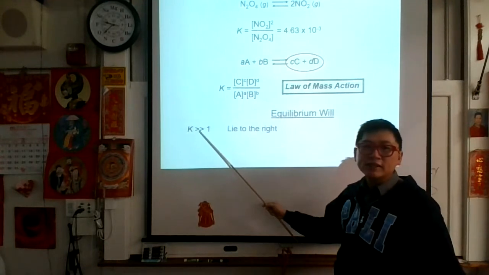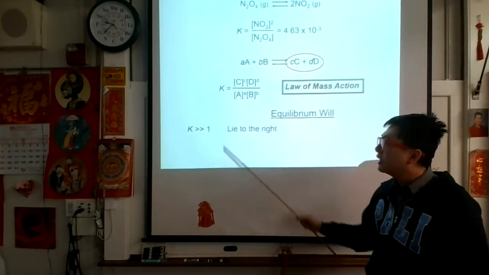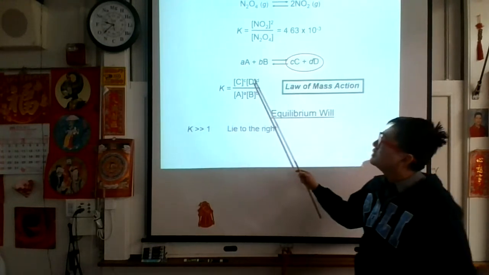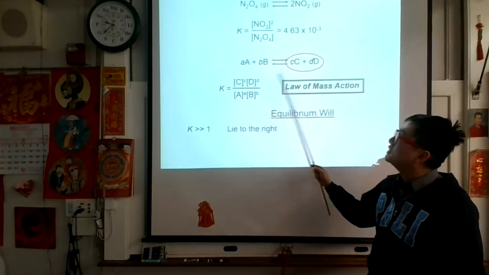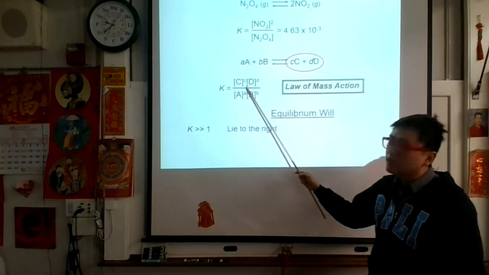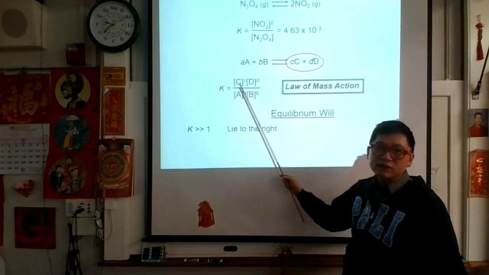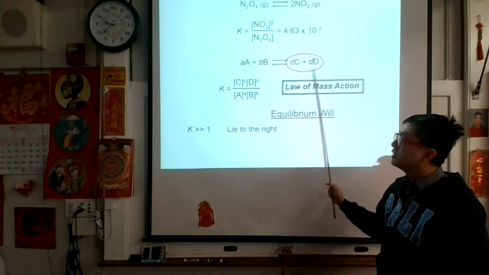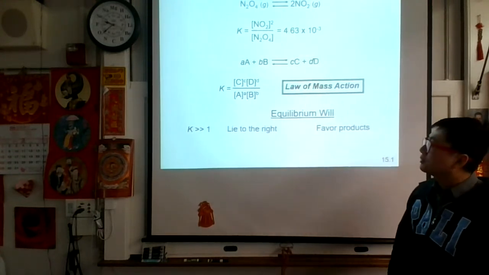If the number is much bigger than 1, and that's what the symbol means, it looks like a greater than. If K is much bigger than 1, a really big number, then that means you have more C's and D's than you have A and B. Remember, it's products over reactants. That means whatever concentration C and D are compared to A and B is probably going to be a greater number. We also say the reaction lies to the right, or the products, which are C and D, are favored.